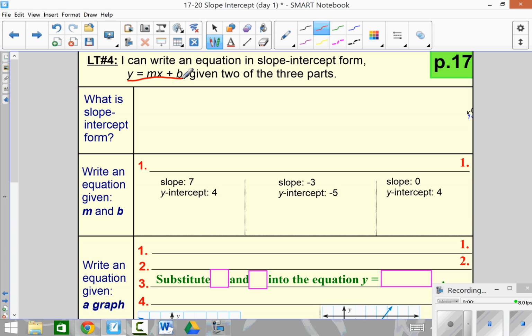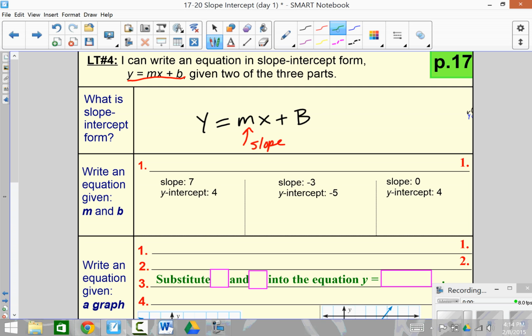So let's go ahead and talk about what slope-intercept form is. Slope-intercept form is y equals mx plus b, okay? And there are 3 parts to it. The first part is our slope. The m represents the slope, okay? That is always the number that's being multiplied to the variable x.